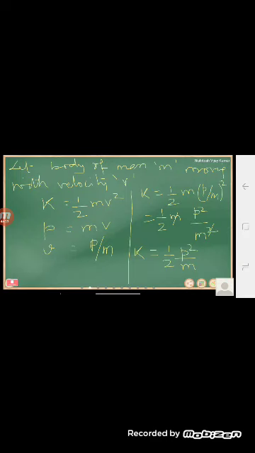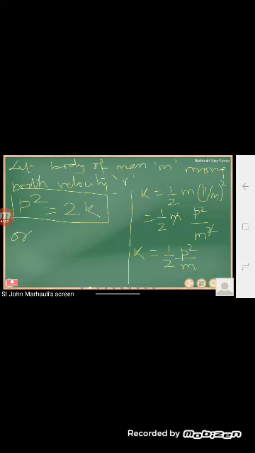Or from here we can get p square is equal to 2Km. So either we write down p square is equal to 2Km, or we can also write down p is equal to square root of 2Km.